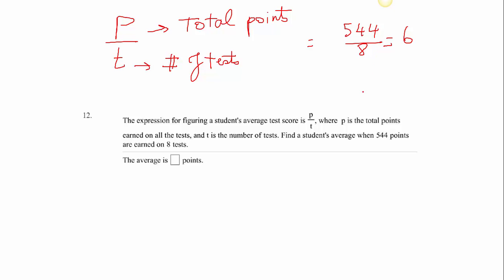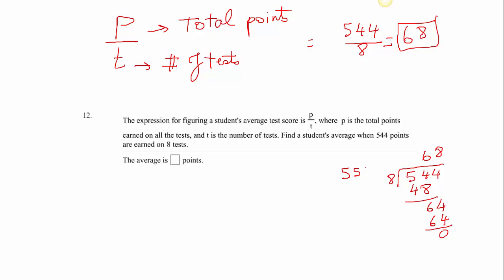Let's divide 544 by 8. 54 divided by 8 is 6. 6 times 8, 48. The remainder is 6. Bring down the 4: 64 divided by 8 is 8. 8 times 8, 64, and the remainder is 0. So here we have 68 as the final answer. The overall average of the student is 68%.